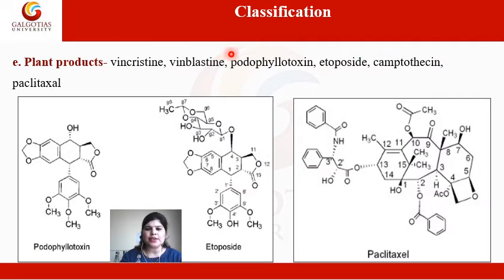The last category of anti-cancer agents are plant products. They are derived from plants. Examples are vincristine, vinblastine, podophyllotoxin, etoposide, camptothecin, and paclitaxel. Podophyllotoxin and etoposide are podophyllotoxin derivatives and paclitaxel is a taxane, whereas vincristine and vinblastine belong to the vinca alkaloids. These are the structures of these drugs.